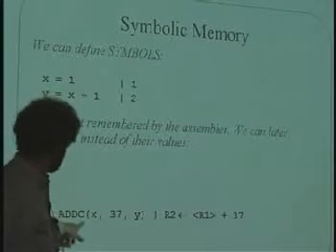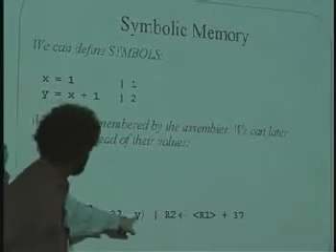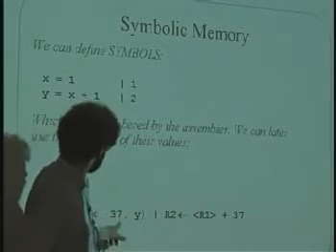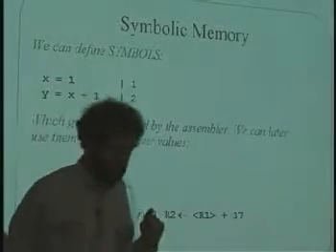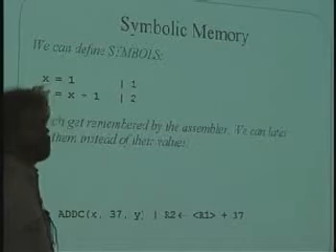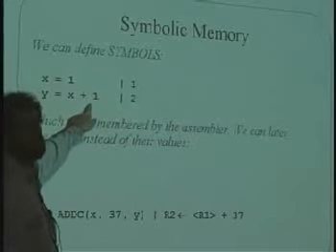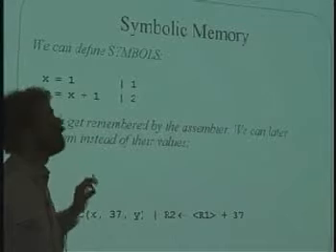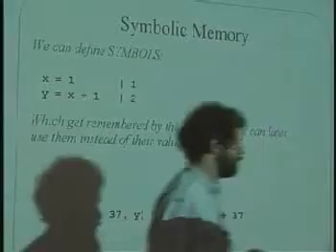Y equals x plus 1. So now if I say ADDC(x, 37, y), the x will be replaced by the value 1, and the y will be replaced by the value 2. And what will come out here is: take register 1, add 37 to it, and put the result in register 2. This is different than what we talked about just before with macros, in that this is not a textual thing. These right-hand sides get evaluated right away to figure out what the value of y is. In other words, y is not the string x plus 1. Y is the number 2. And that's one difference. Let's talk about another difference.